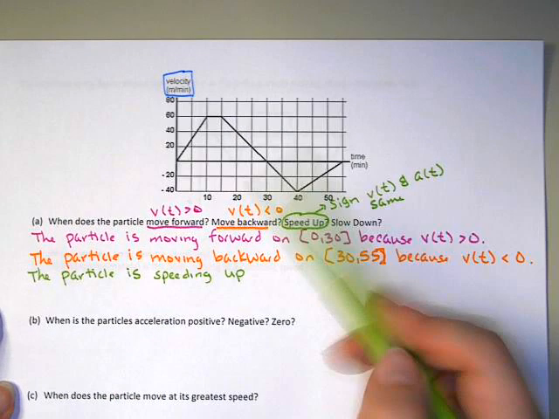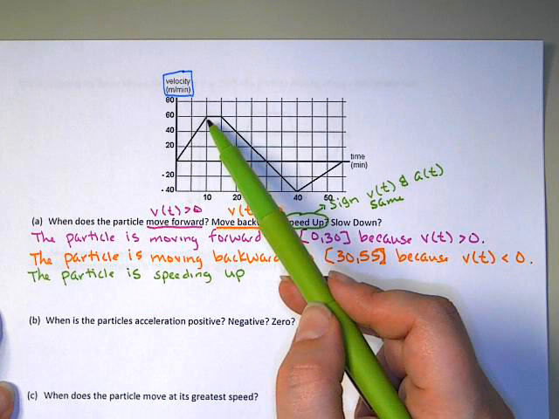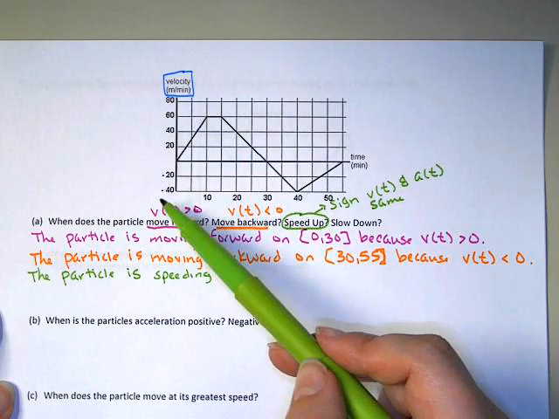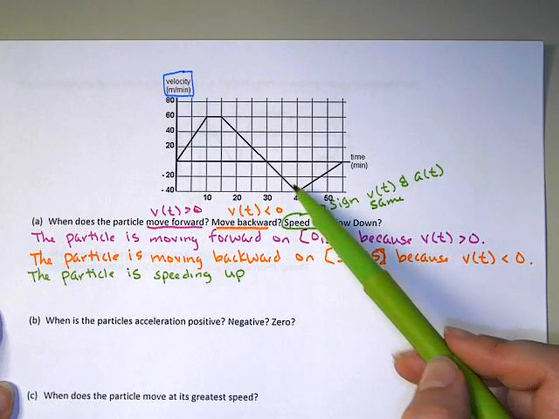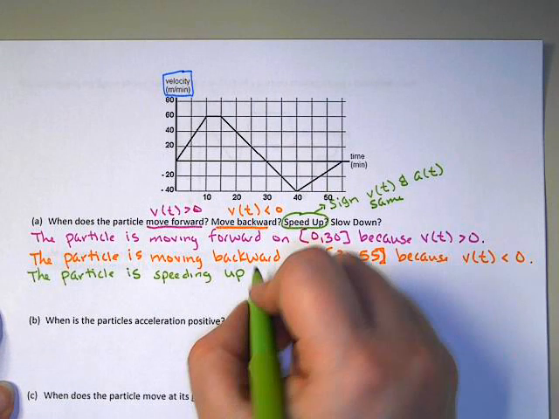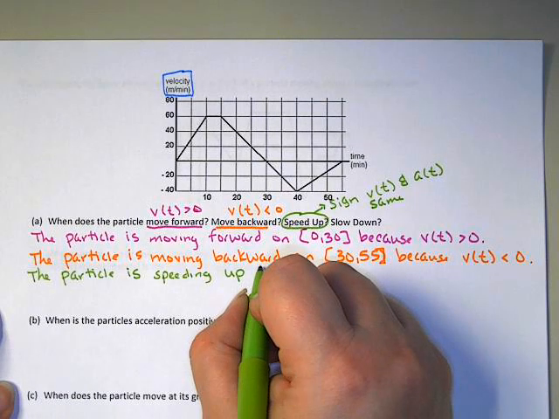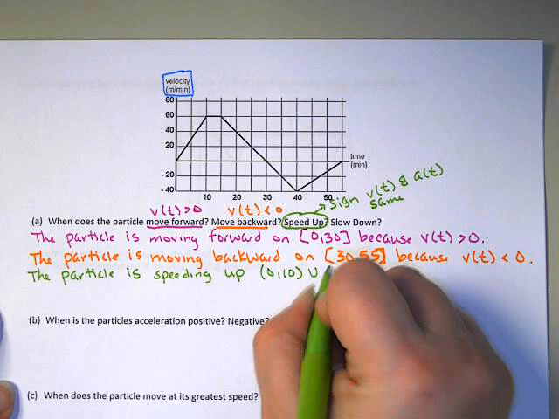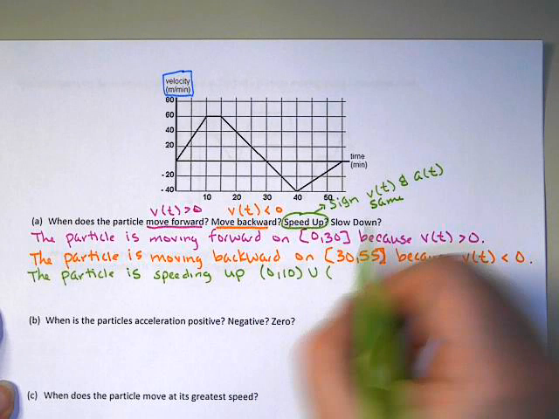Let's take a look here. Well, from 0 to 10, my velocity is positive and increasing. And from 30 to 40, my velocity is negative and decreasing. So I'm looking at those two intervals there. So from 0 to 10 and from 30 to 40.